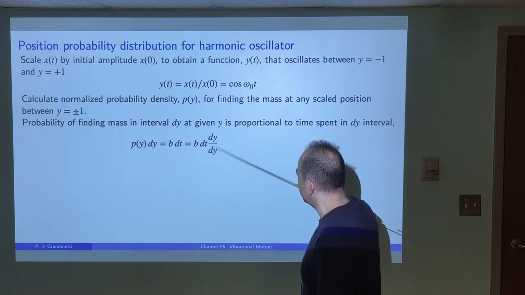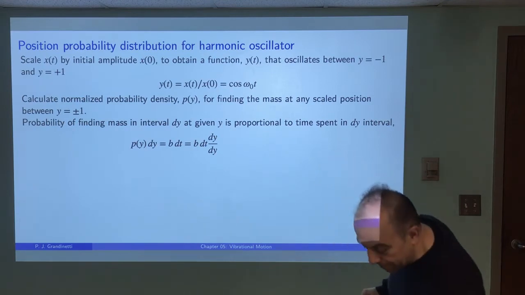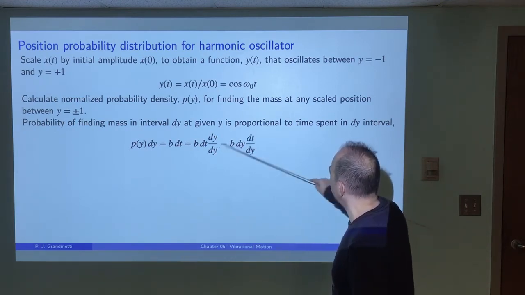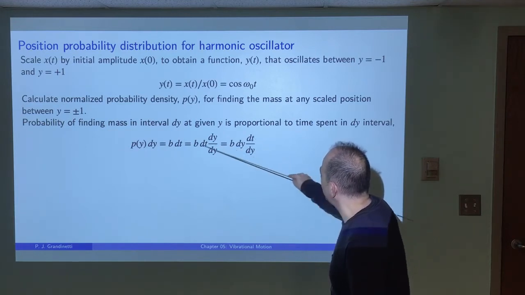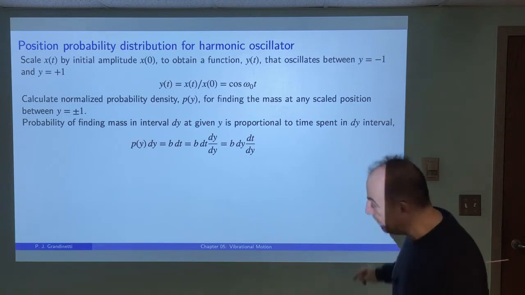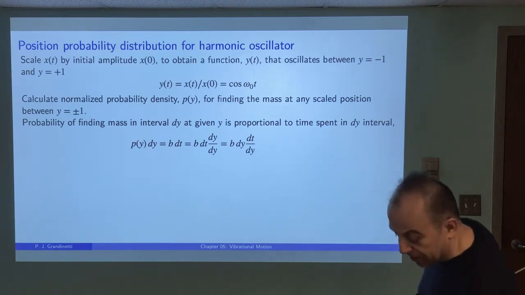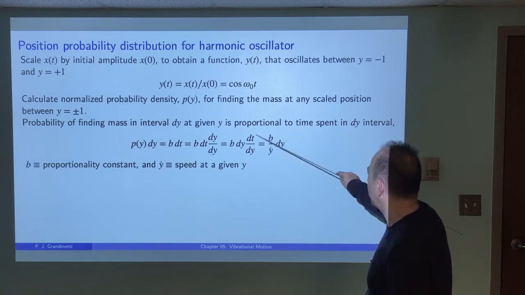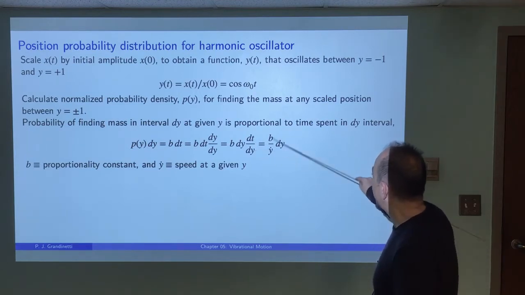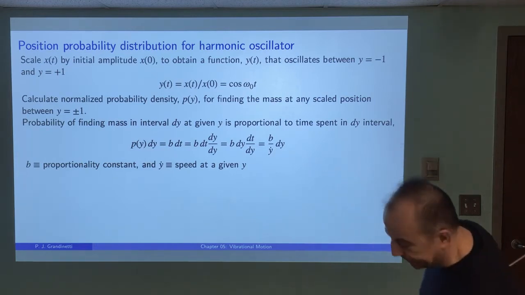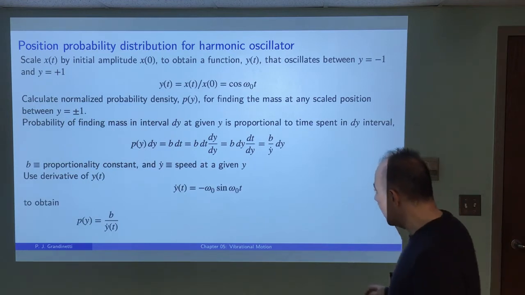I'm just going to do dy over dy, which is just 1, and then I'm going to rearrange this. So pull the dt over and pull one of the dy's back over here. So now I have dy times dt over dy, and this we recognize as just the velocity. So I'm going to write 1 over the velocity. So that's now going to become b over v dot, and then that's times dy.